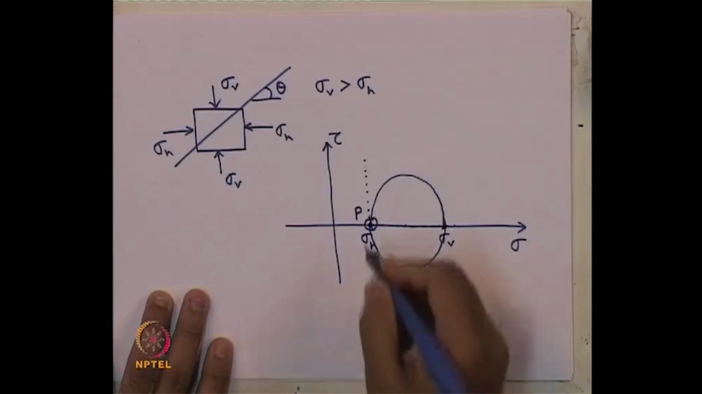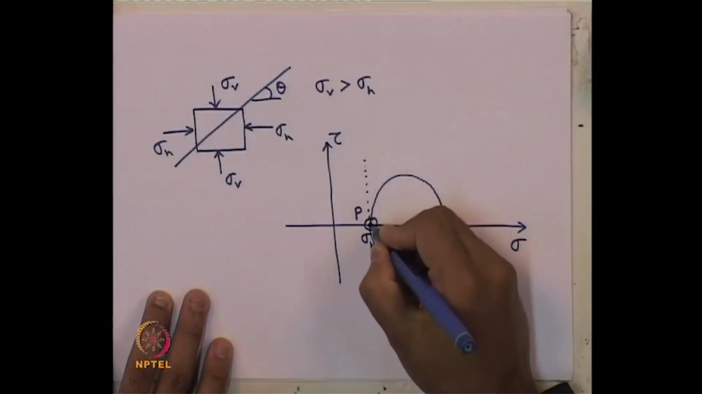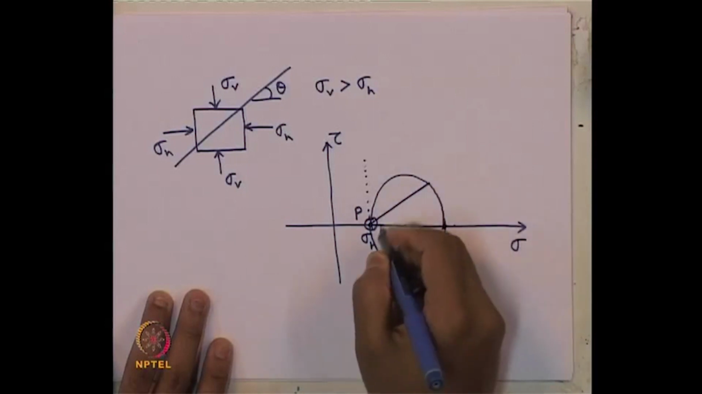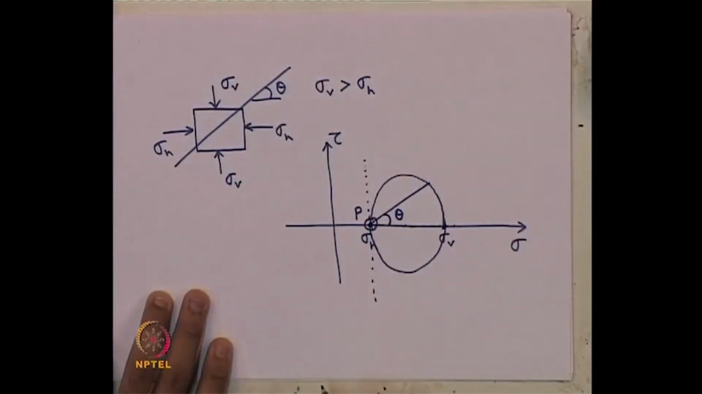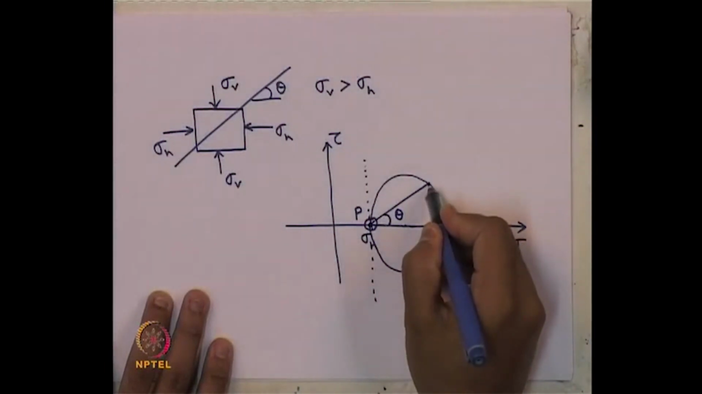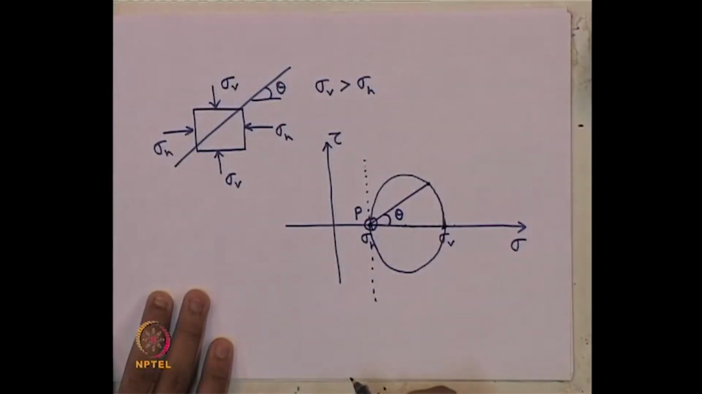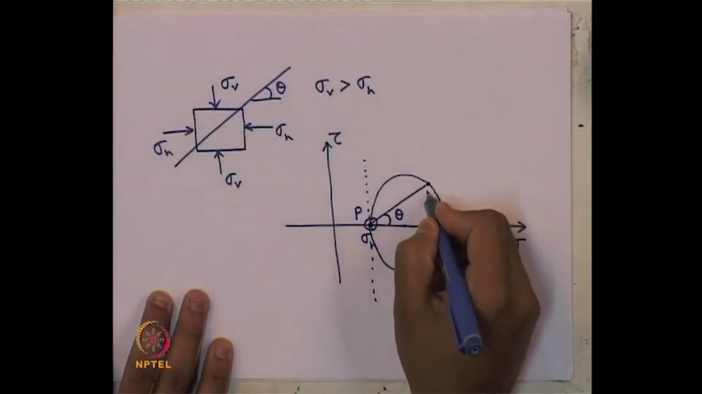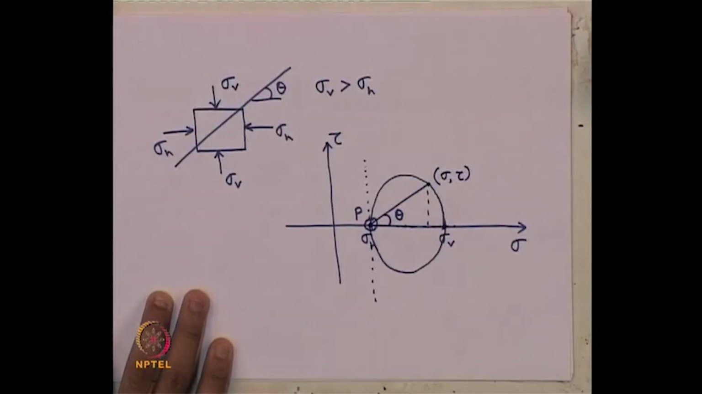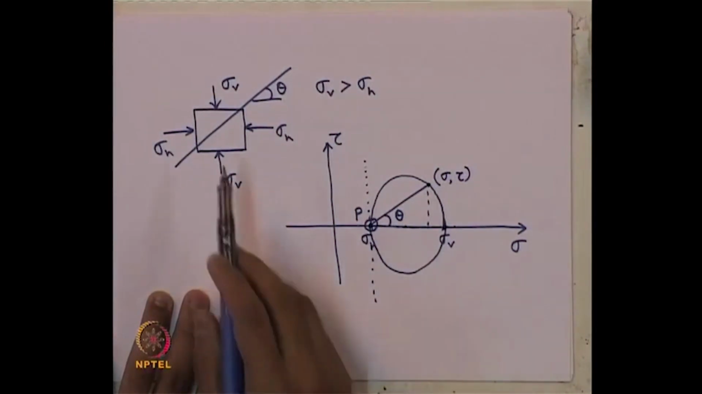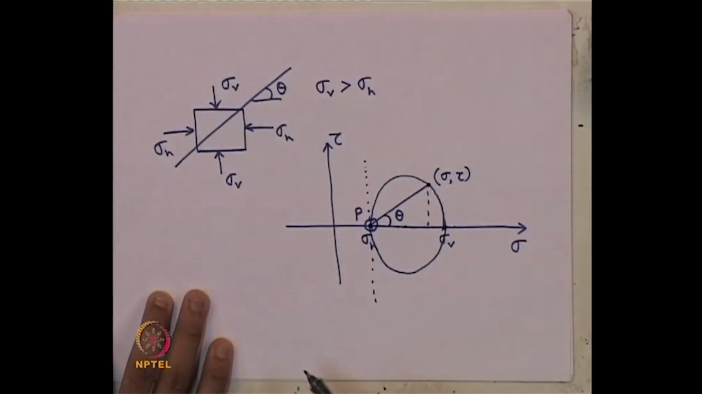What does it mean? Pole is that point from which we should draw an inclined line theta, where it intersects the Mohr circle. That value of sigma and tau will give us the normal and shear stress at that inclined plane theta. So, that is the use of pole.